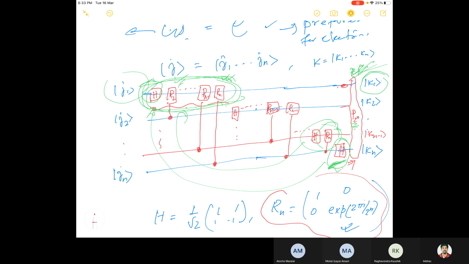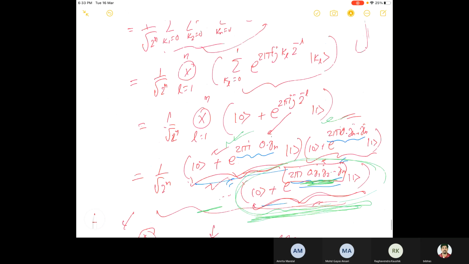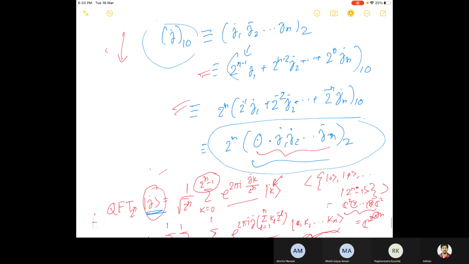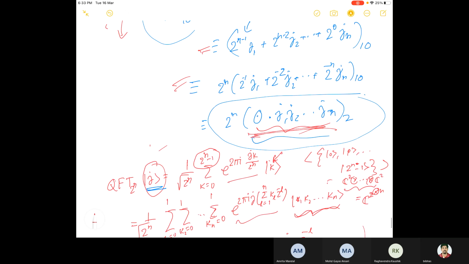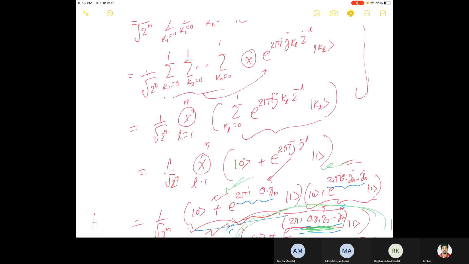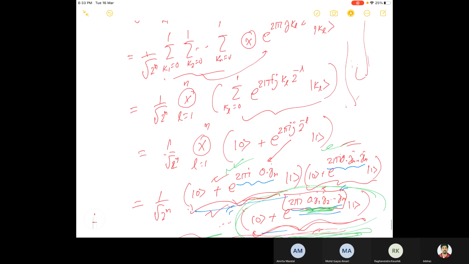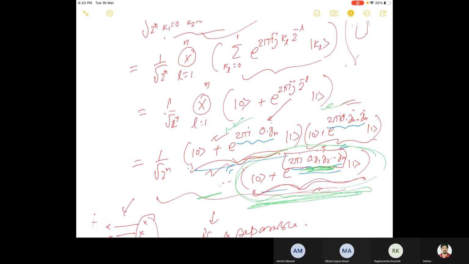And the only trick is this one: taking the decimal to binary. Only this trick, which you are using at the last. Here also you are using the K, but basically this one.